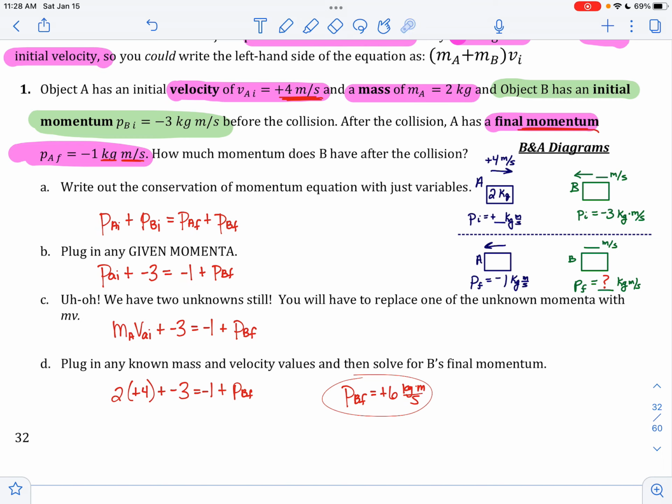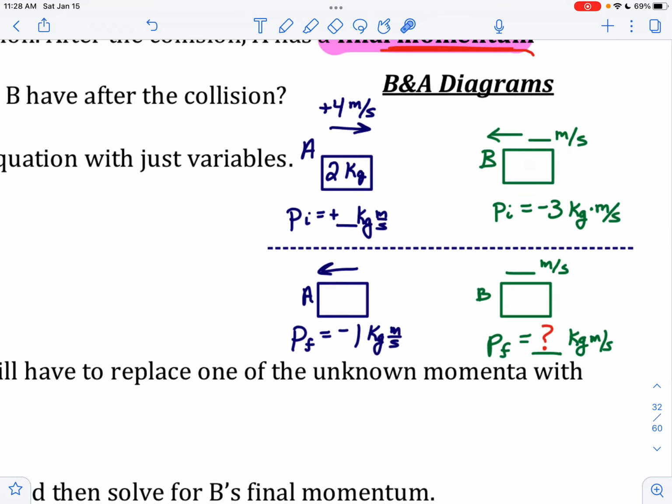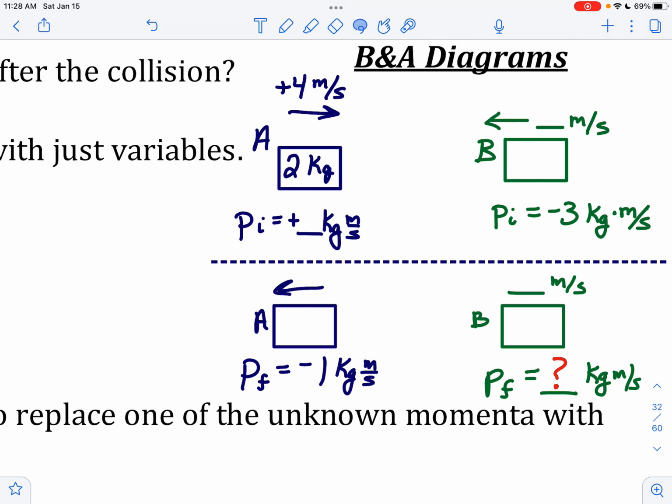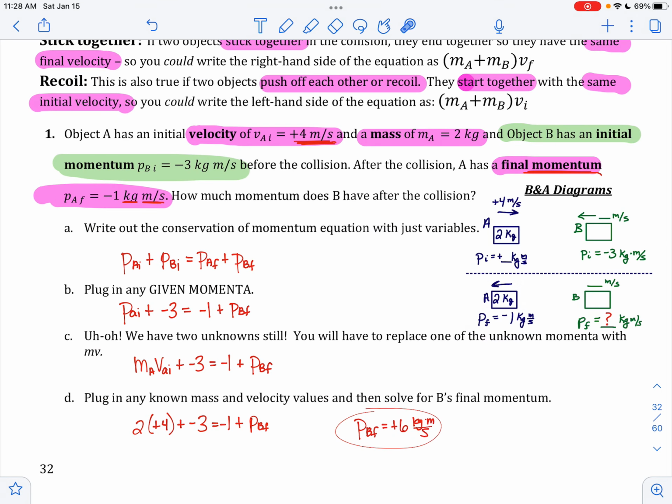So we know the final momentum of A, so we go down here to the after diagram, and you're going to fill in A. We still know A's mass. We could keep that on there if we wanted. That'd be a good idea. There's A's mass. We don't know A's velocity, but we do know A's final momentum.